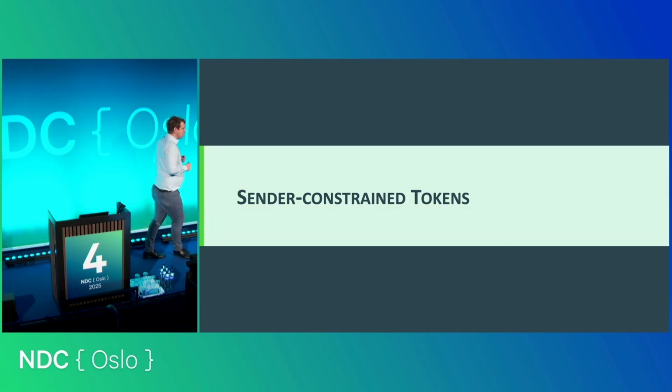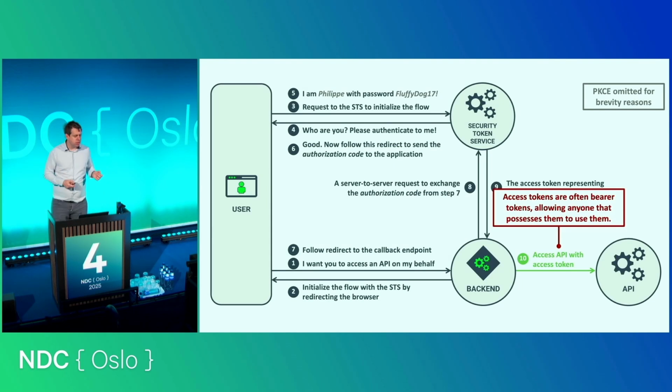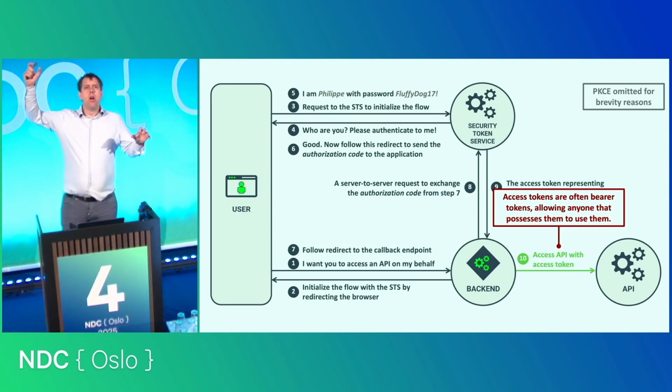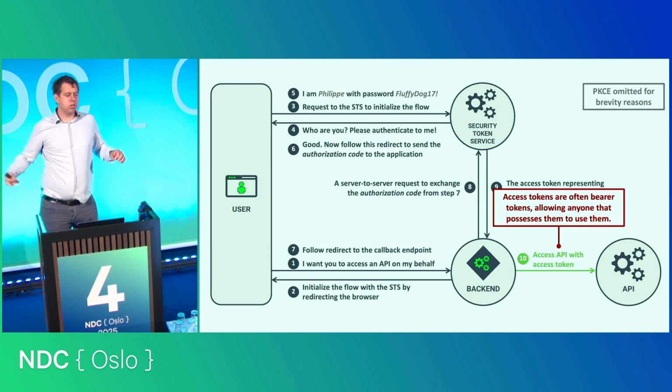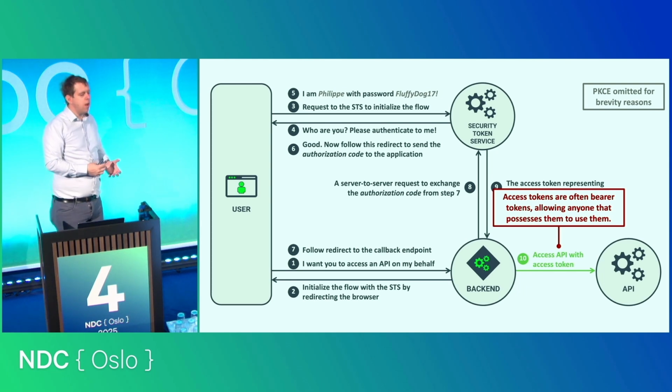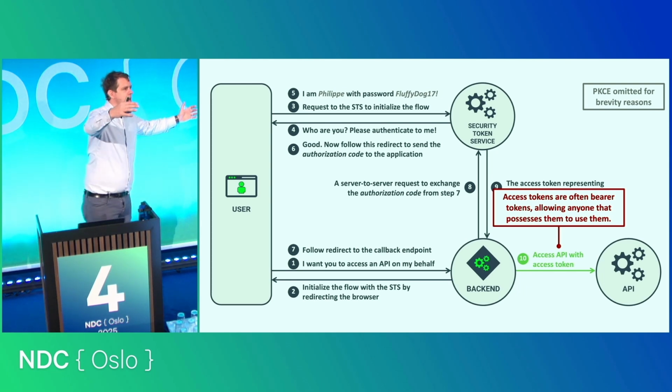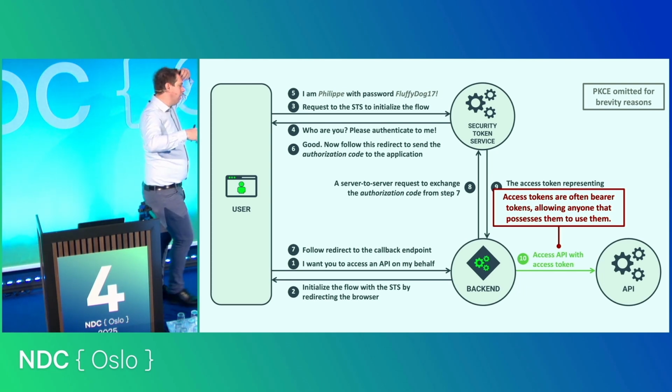Sender constraint tokens are one of these things that have been a goal for a very long time, right? So what is this all about? This is about the access token. This is about the final step in this picture, step number 10, where we access APIs with access tokens. A lot of security focuses on steps 1 through 9, right? And all of the stuff we talked about focused on that.